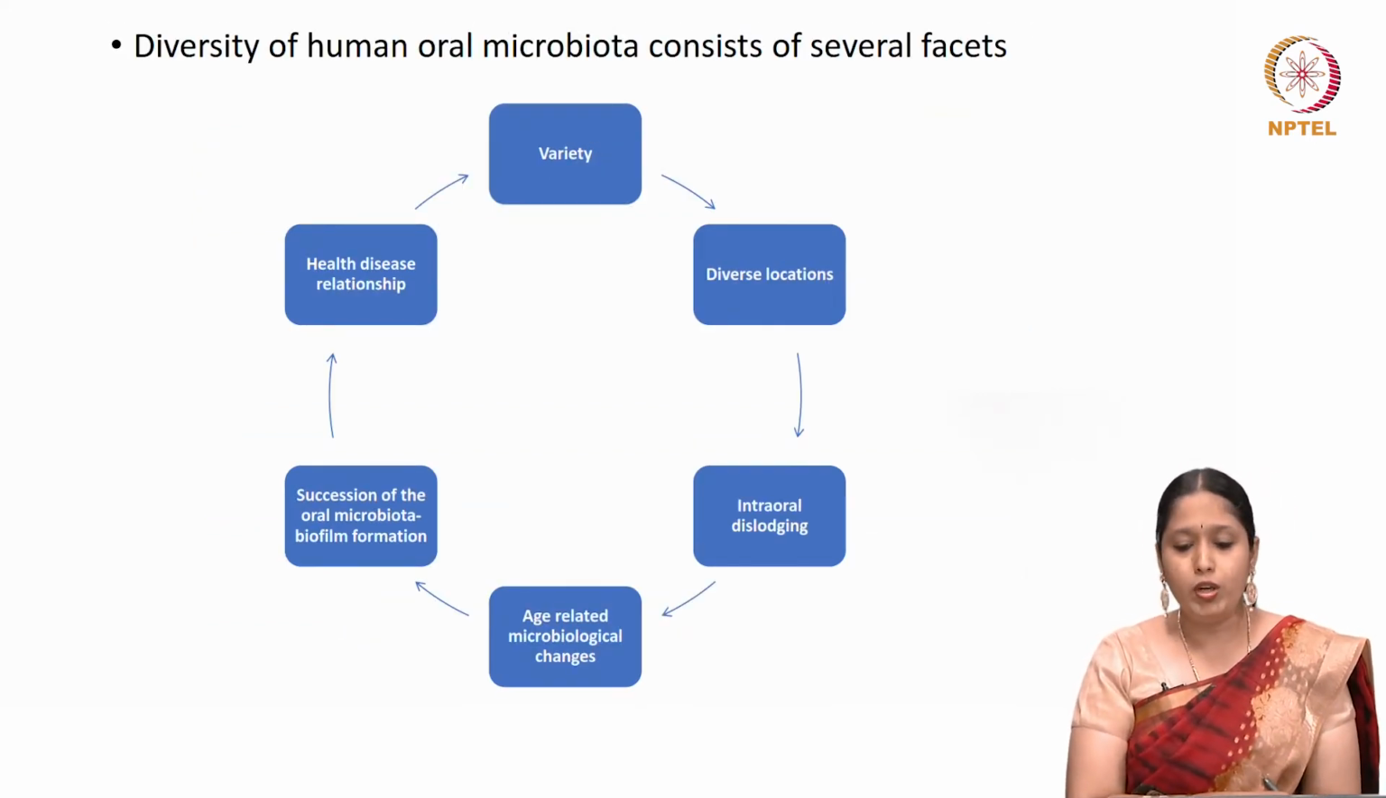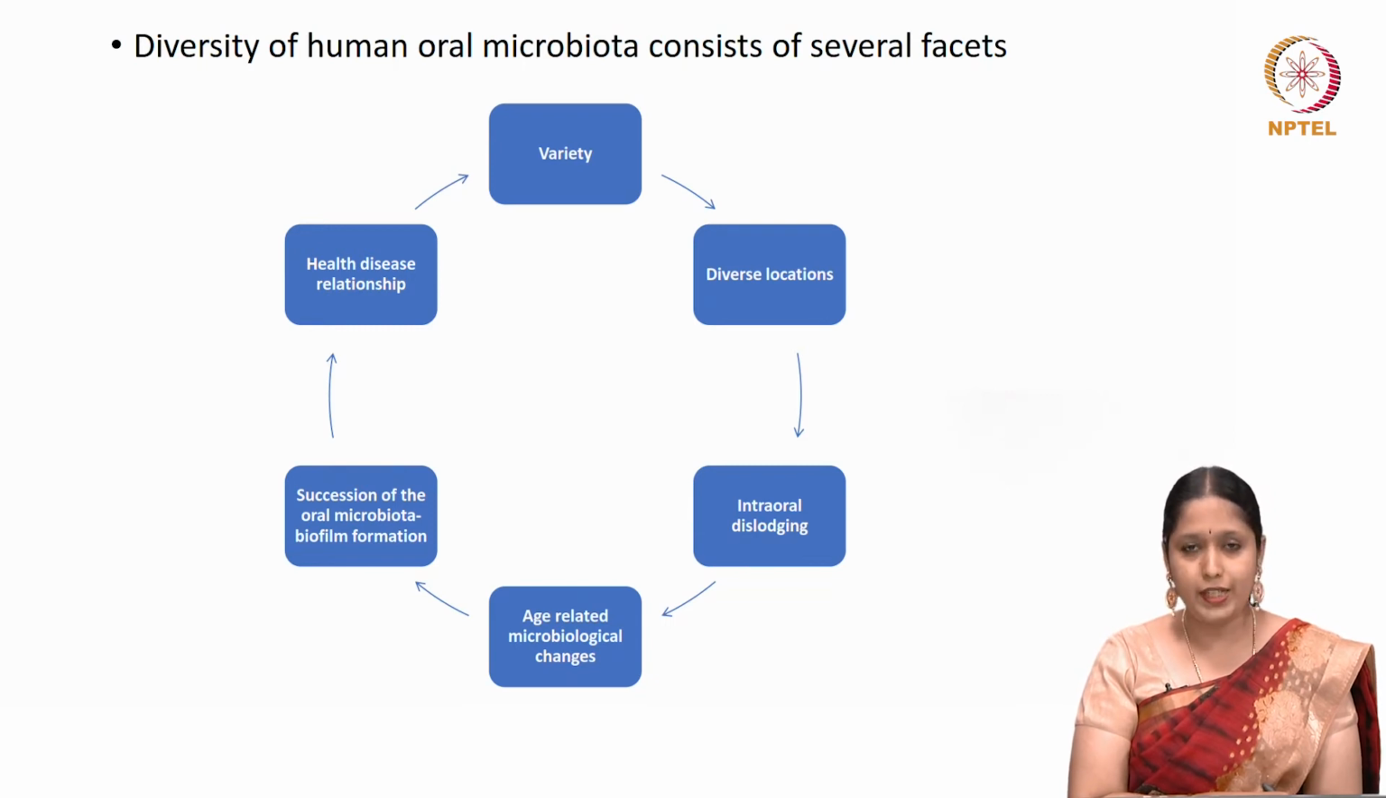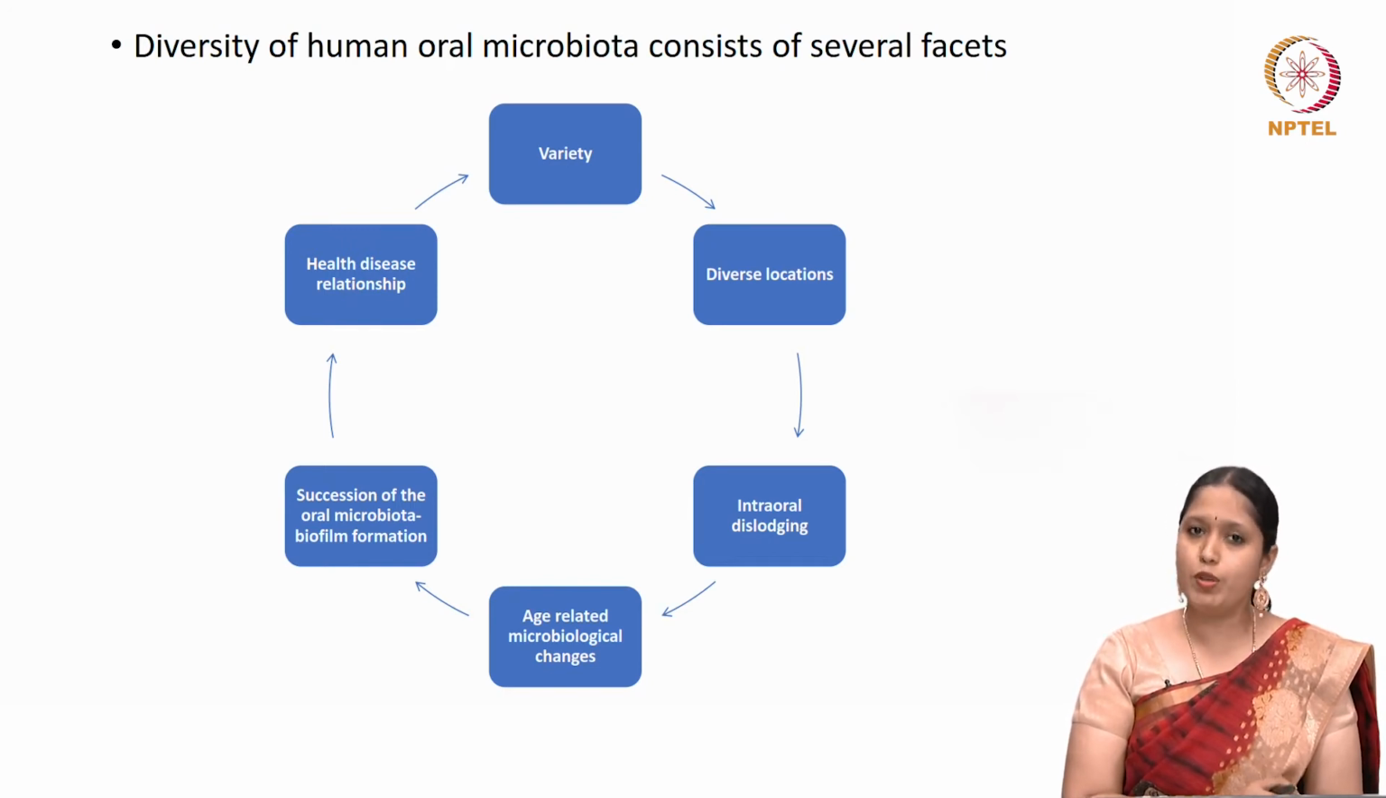So, the diversity of human oral microbiota consists of several facets. First is variety. As I mentioned before, there is a huge variety of microorganisms inside the oral cavity. Then diverse locations. These microorganisms are present on soft tissue as well as hard tissue as well as on dentures and implants. Next is intraoral dislodging. Certain microbes are particular to a specific niche. But certain microorganisms like Streptococcus mutans have the ability to dislodge from one place to another, so they are seen in multiple sites. This is one of the properties, that is intraoral dislodging. Next are age related microbiological changes, succession of oral microbiota, that is biofilm formation, and health disease relationship. So, these are all the different facets.